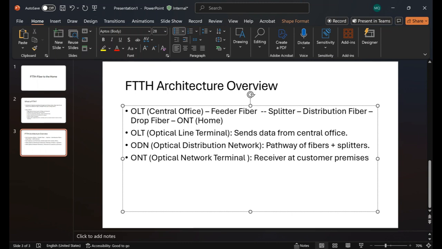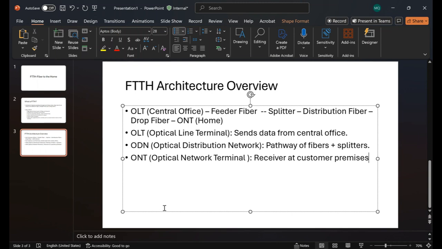Think of the OLT as a post office. It sends out packages, data, which pass through sorting centers, splitters, and finally reach your house, the ONT. The amazing part is there are no power devices between the OLT and ONT, just glass and light.